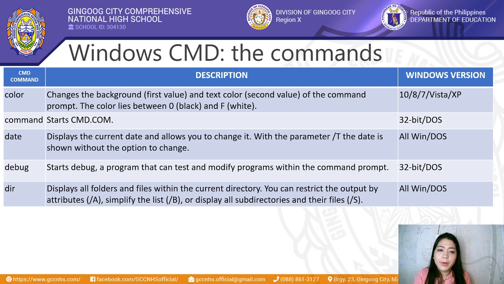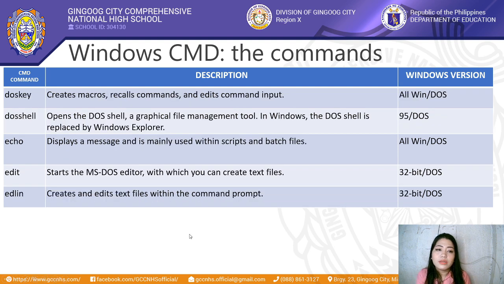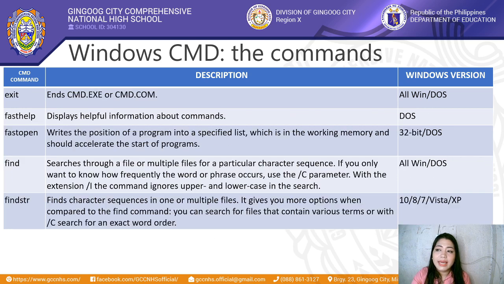Debug starts debug, a program that can test and modify programs within the command prompt. dir, we already discussed. We also have DOSKey. It creates macros, recalls commands, and edits command input. DOSShell opens the DOS shell, a graphical file management tool. Echo displays a message and is mainly used with scripts and batch files. Edit starts the MS-DOS editor with which you can create text files. Edlin creates and edits text files within the command prompt. We have exit, which ends cmd.exe or command.com.